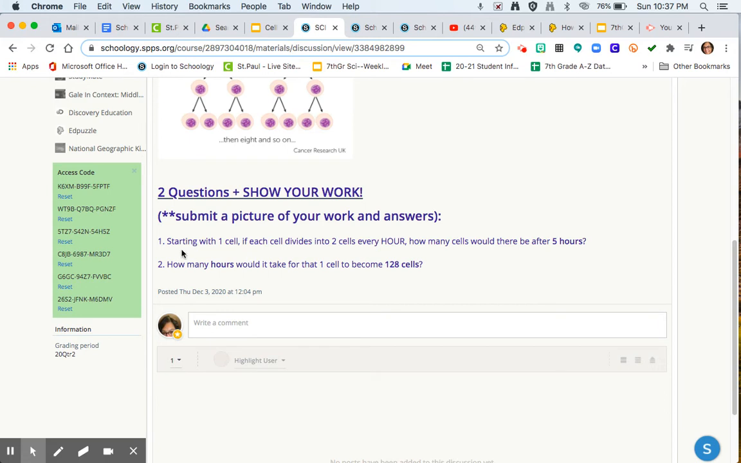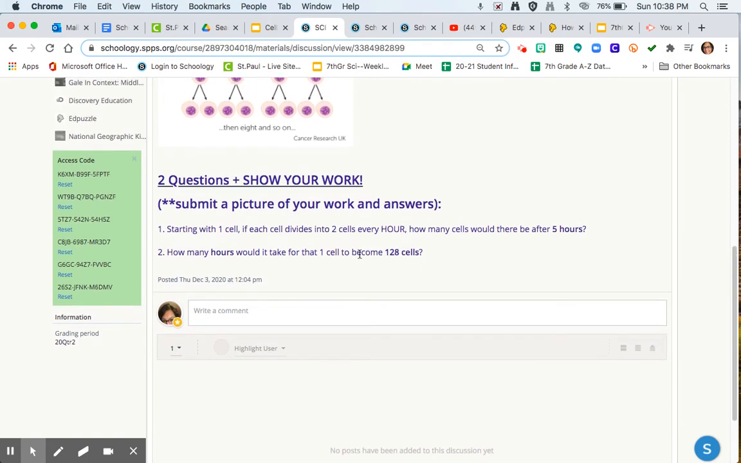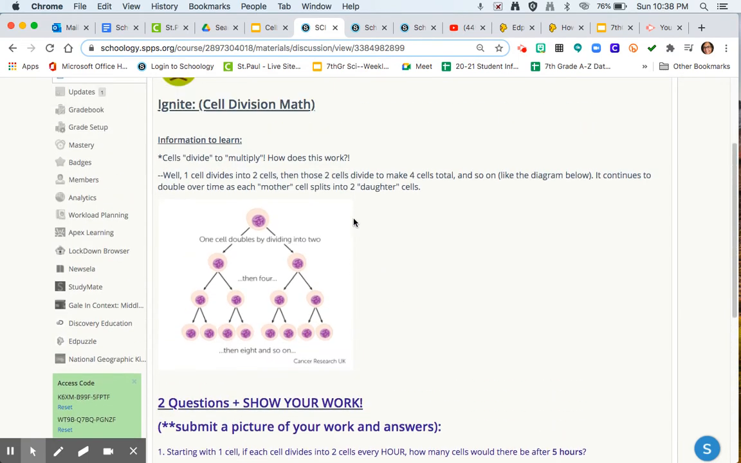First question that you need to answer is, starting with one cell, if each cell divides into two cells every hour, which is actually kind of fast, but we'll pretend for this time, how many cells would there be after 5 hours? So remember, they double their population. One becomes two, two becomes four, and so on. How many would there be after 5 hours if it takes them 1 hour to reproduce or to split? Number two, how many hours would it take for that one cell to become 128 cells? Okay, so you've got to work out both of those answers and then submit a photo of your work.